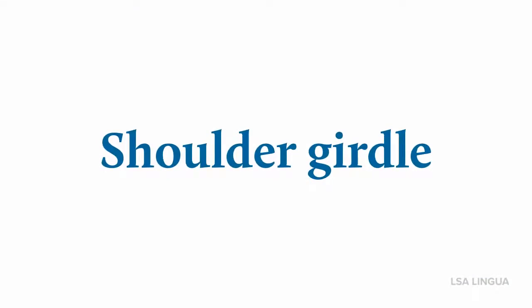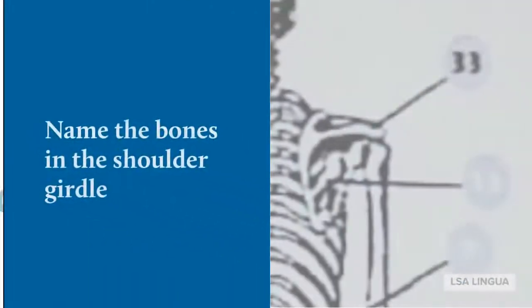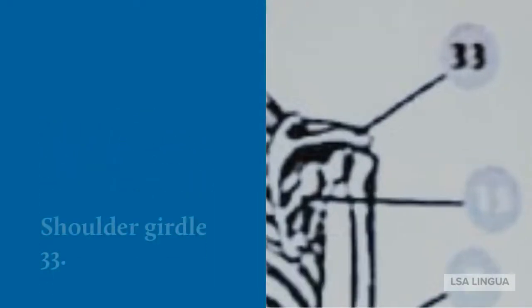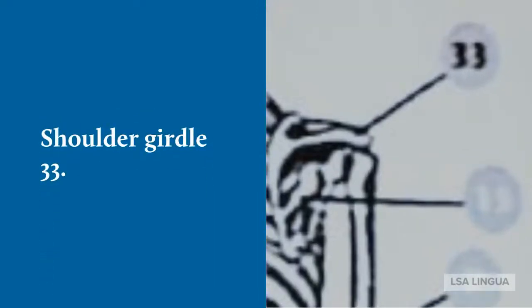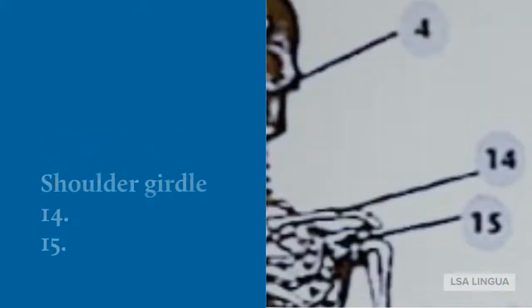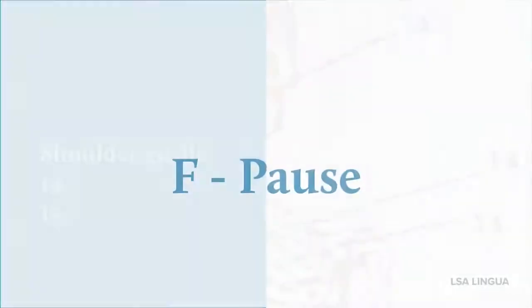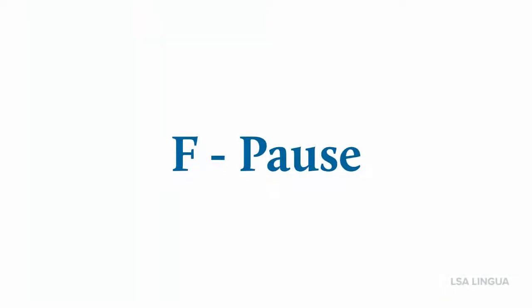Turning to shoulder girdle. Name the bones in the shoulder girdle. Name the bone in 33. Name the bone in 14 and 15. Pause the video here, look in the description box, and answer the question in F.